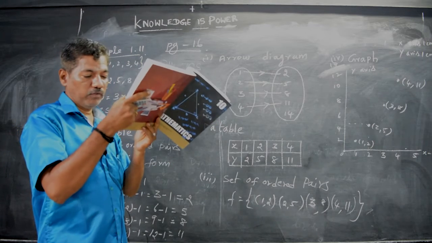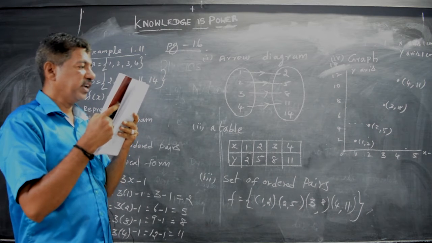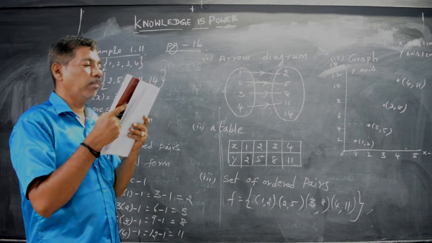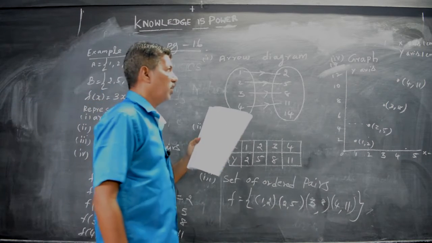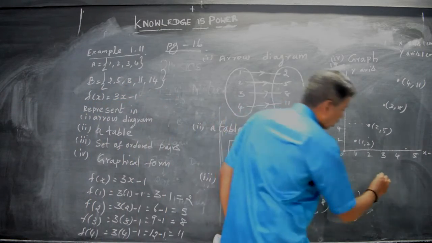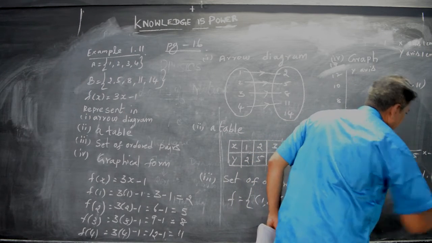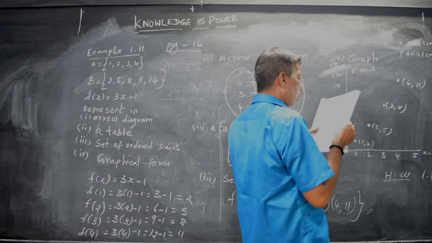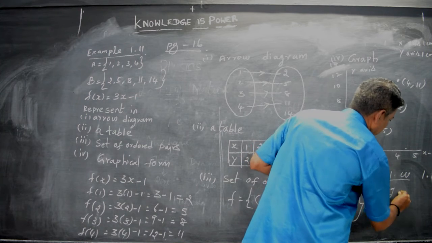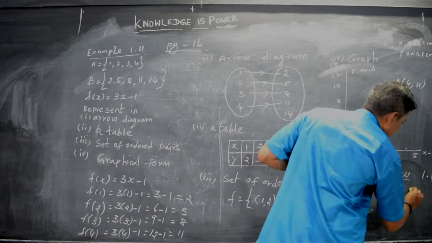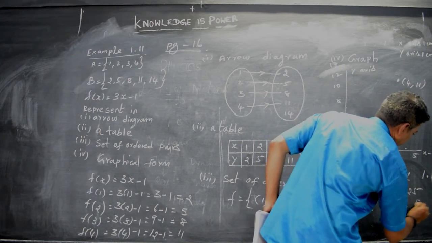Exercise 1.4, page number 25. Second question and third question will be homework. Try it by yourself. Okay. So I have written the homework sum: 1.4, page number 25, second and third sum.